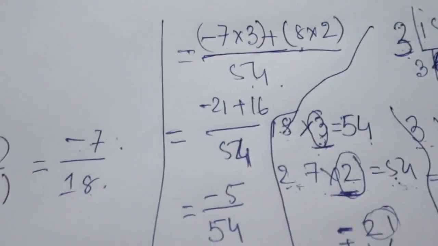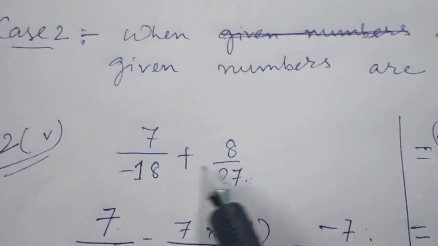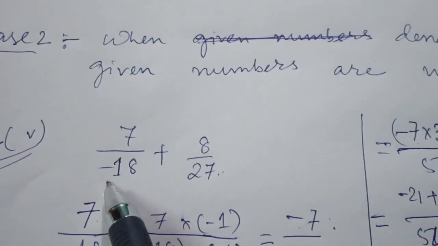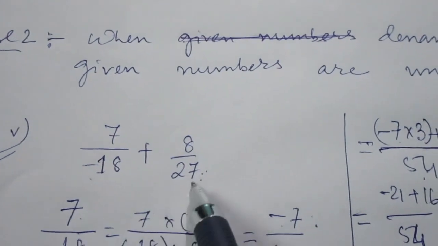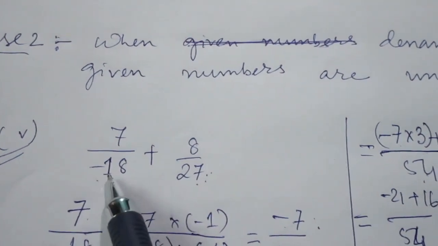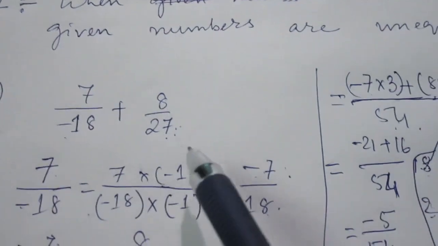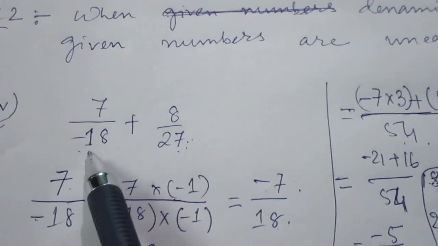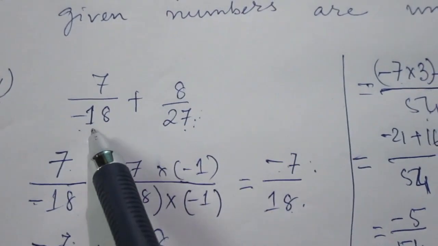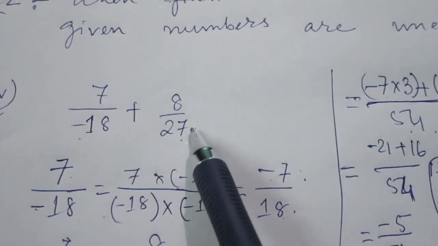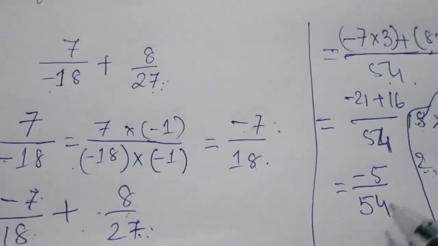In this way we have to add two rational numbers having negative denominators or having two different denominators. Okay, I have explained earlier how to convert negative denominators into positive denominators. So in this way we have to do addition of two rational numbers having different denominators. Here the denominator is 18, here the denominator is 27. If we add these two rational numbers, we will get minus 5 by 54 as the answer.